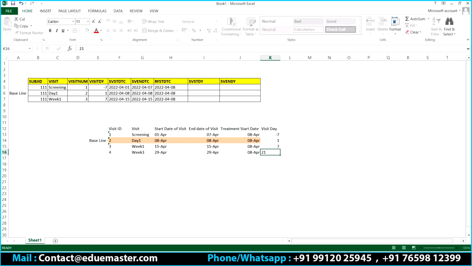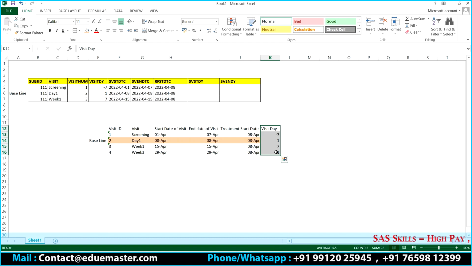Wonderful. Now you understand how to calculate your visit day. All of you, can I have a quick confirmation, guys? Now you understand what is your start date of visit, end date of visit, treatment start date, which is actually coming from your demographic domain, what is called your visit ID, and what is called your visit day. Can I have a quick confirmation from everyone? All of you are clear with this particular one? Yes or no? All right.